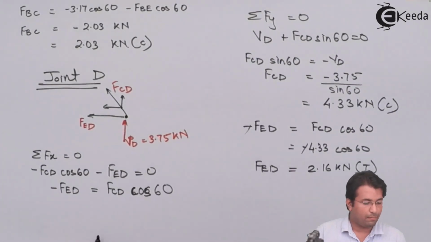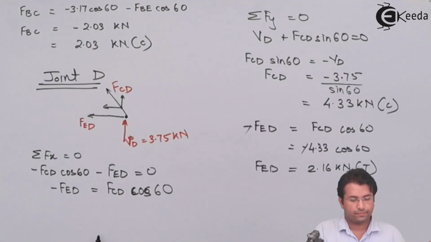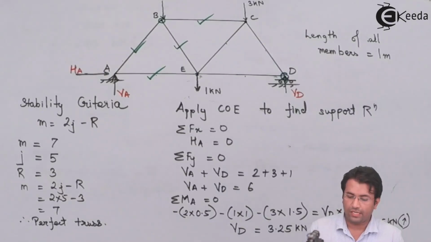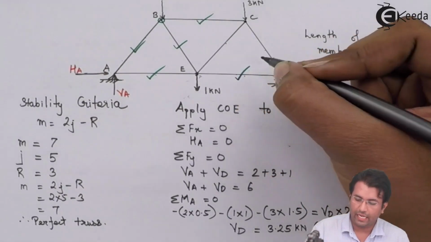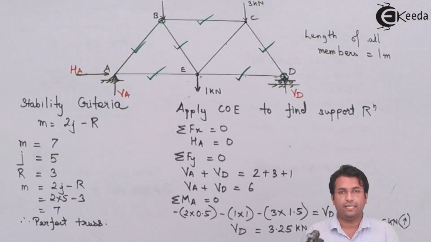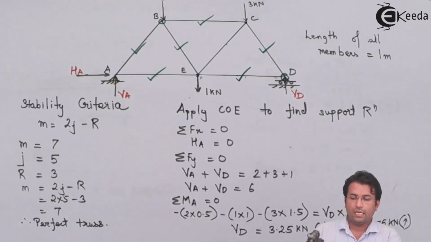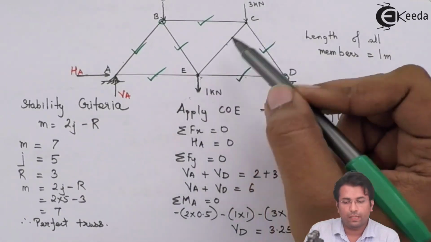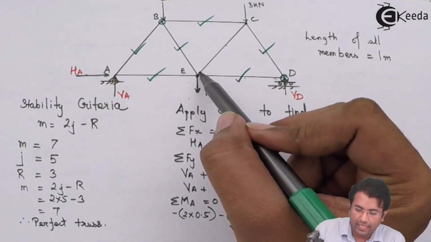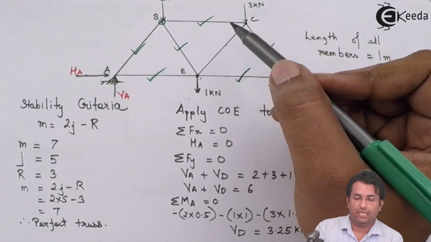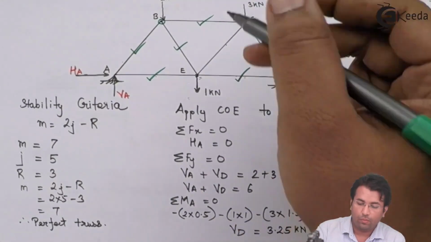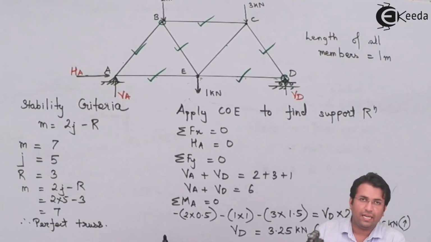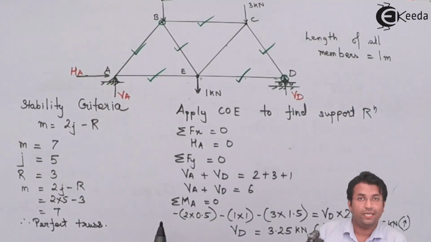So now coming back to the original truss, you can see that I have calculated the force in members DE and CD. Now what is left out is the force in member CE. To solve this member, I can take either joint E or joint C. Now in this case, I would prefer taking joint C because the number of forces at C are less as compared to the number of forces at joint E.